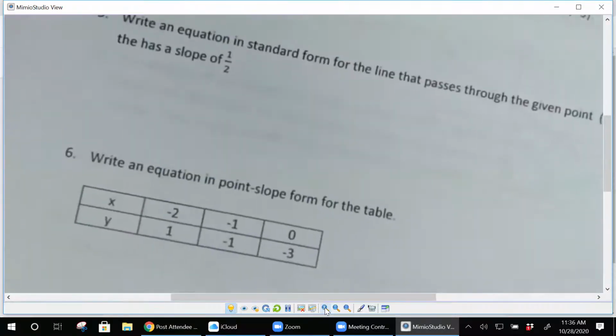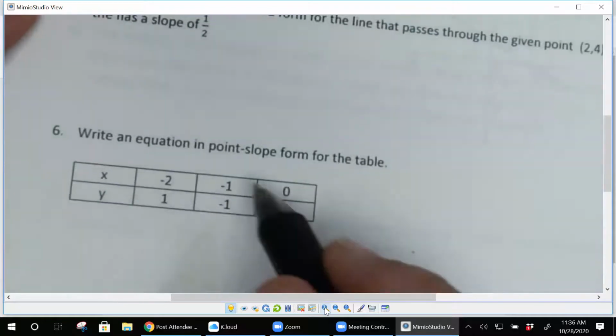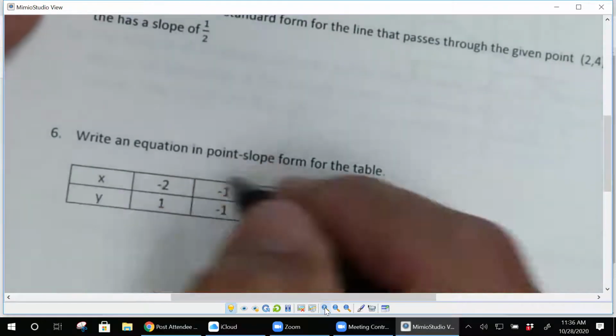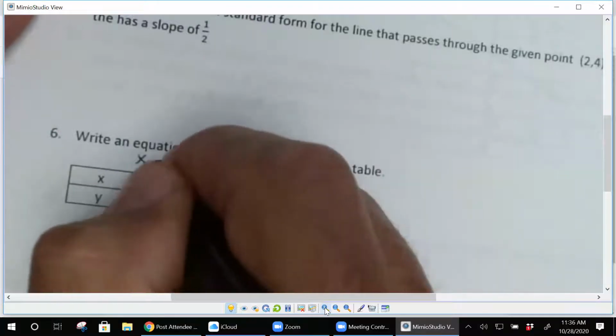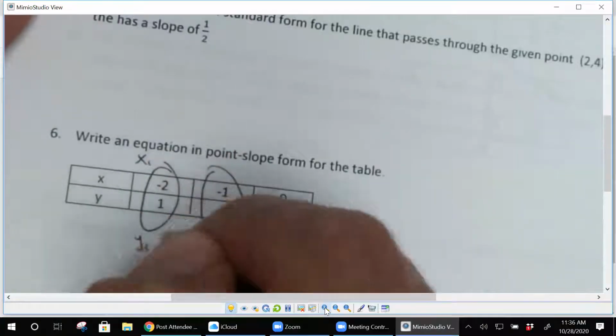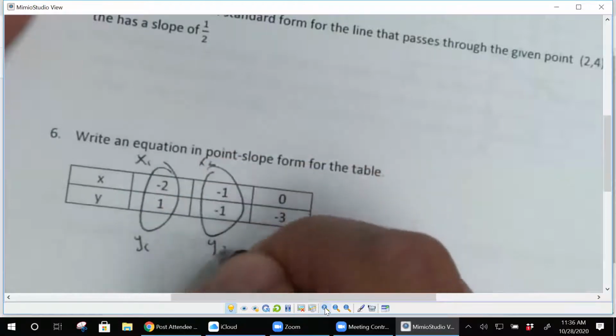All right, number 6, it's asking for point slope. A lot of kids will miss here. So you pick 2 points. It doesn't matter which 2 you pick. Let's say I pick this one and this one. This will be my x1. This will be my y1. This will be my x2. This will be my y2.